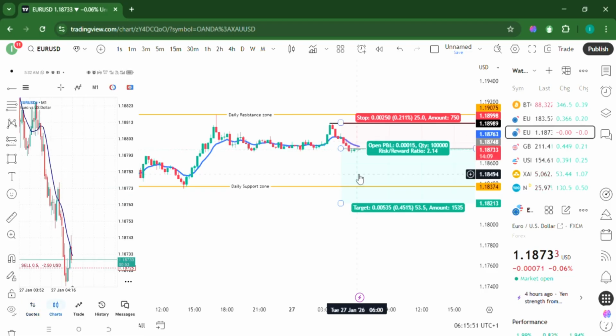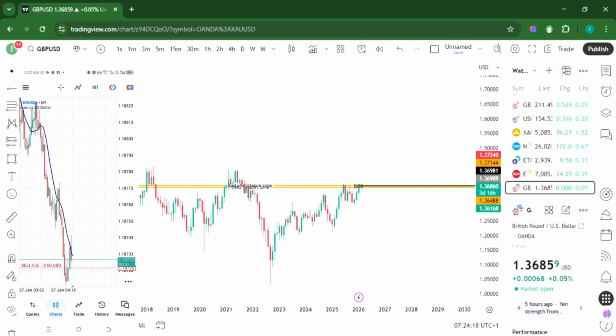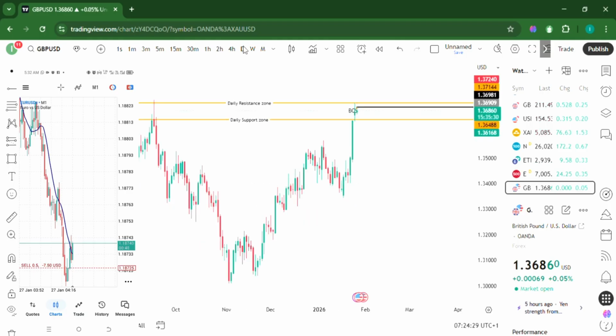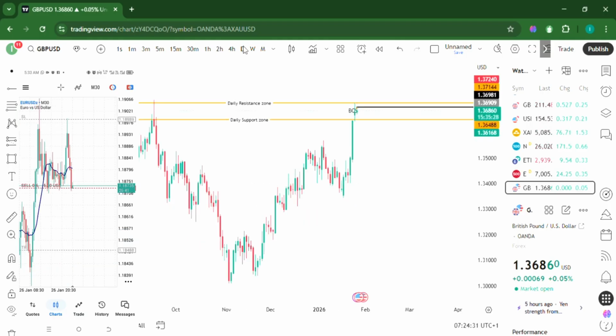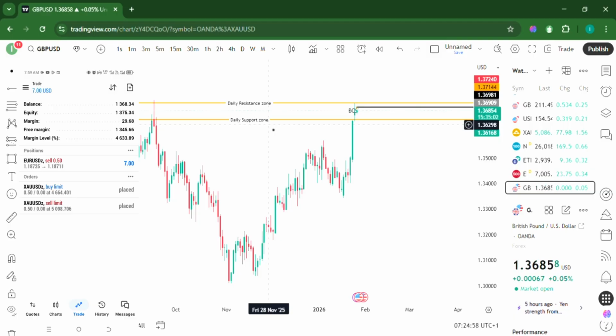Let's look at the next setup. Let's take a look at GBPUSD. Generally, it is in a downtrend. The general bias is downtrend. So let's go over to the daily time frame. I already marked the daily resistance zone and the daily support zone, which are the previous day high and low. It gives me insight into what price did previously before I start my new day.